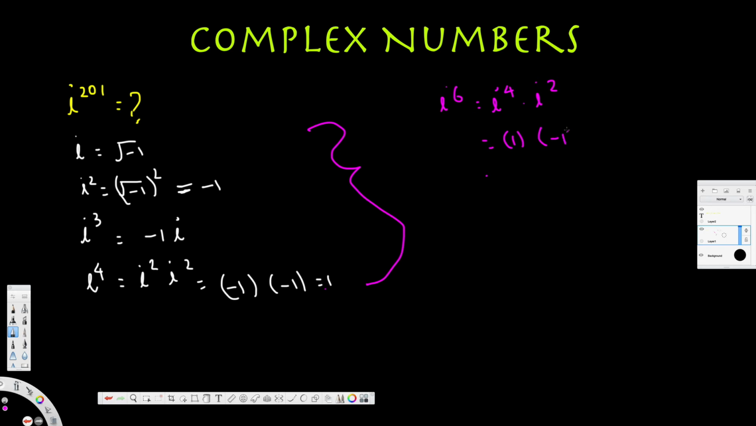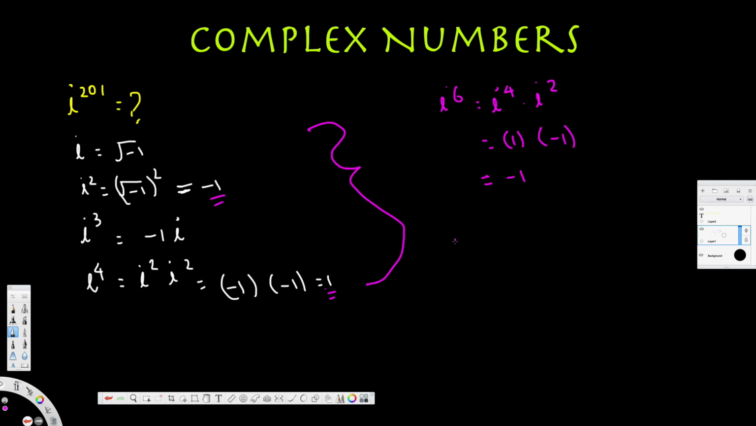Okay, negative 1. 1 times negative 1, that is negative 1. i square we saw here is negative 1, and i power 4 is positive 1. So whenever you see a number above 4, you always have to see how we can simplify it as i power 4 and multiplication.